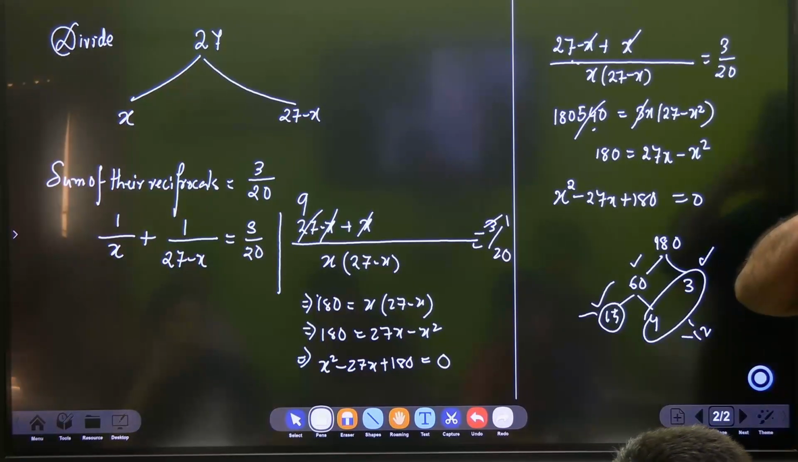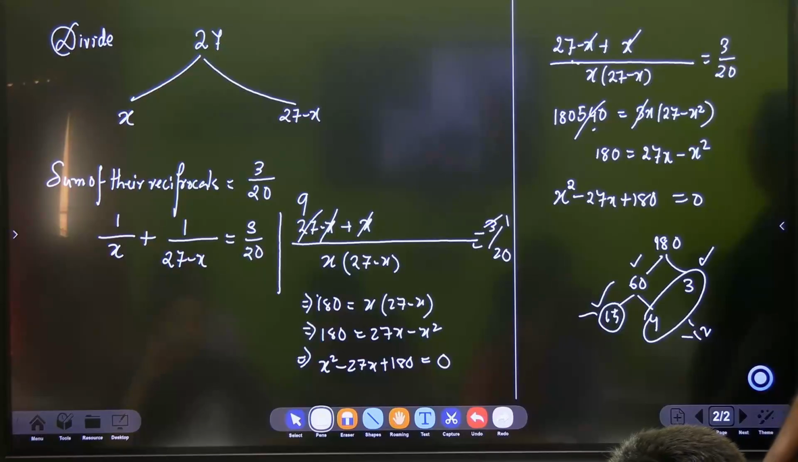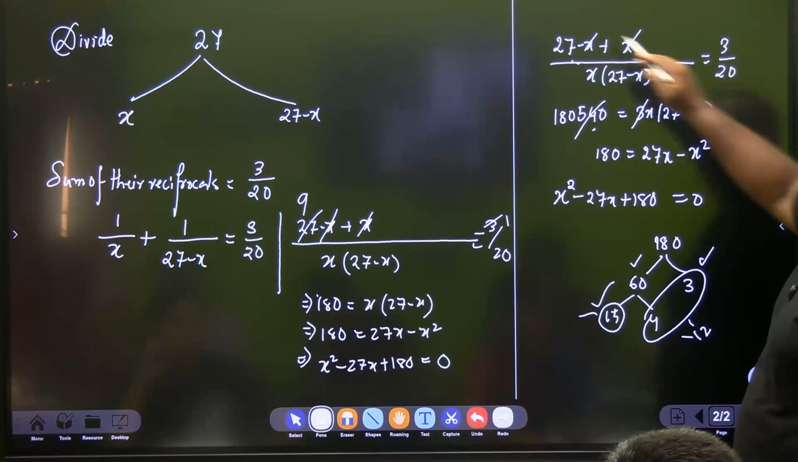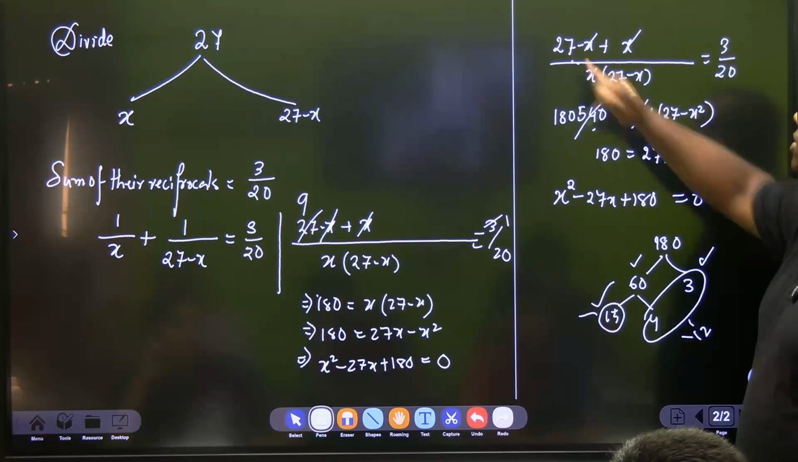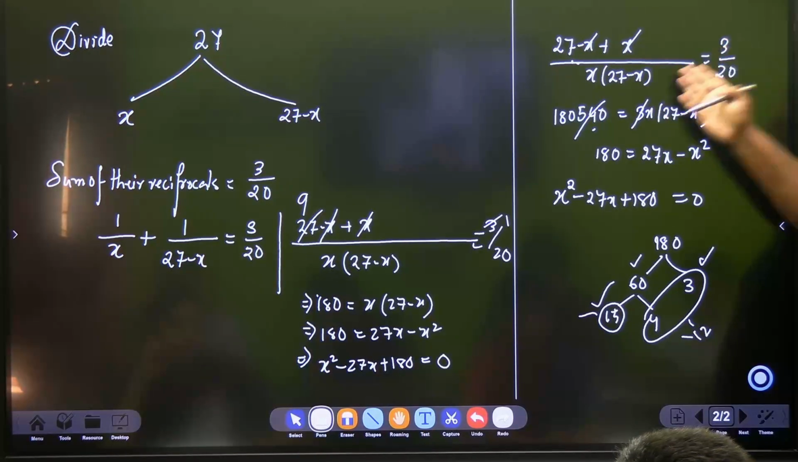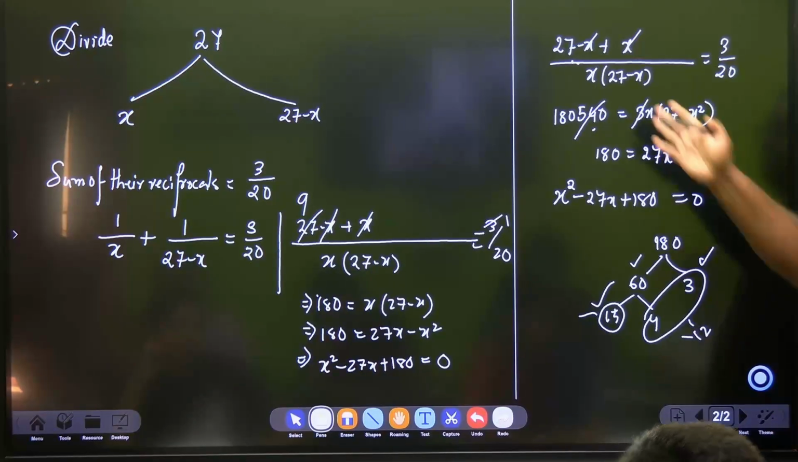So, the part where I didn't understand is where 540 equals 3x plus 27 minus x. 540, I'm doing 20 into 27. Initially, I did not do this. 20 if you multiply by 27 is how much? 540. 540 is equal to 3x into 27 minus x squared. This fellow went this side.